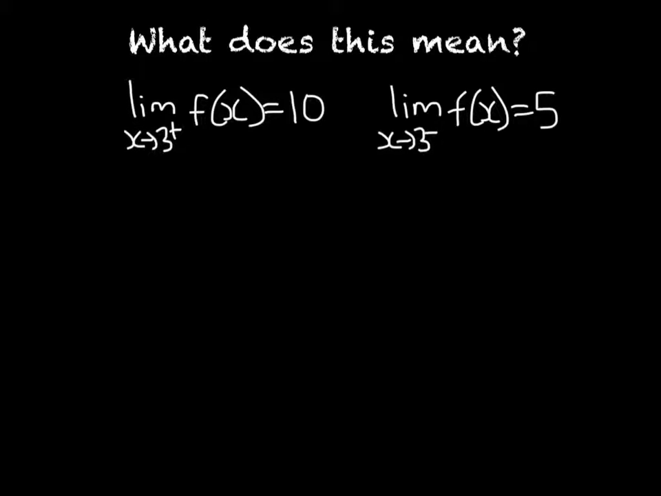What do these two limits mean? What we have here says that the limit as x approaches 3 from the right equals 10, and the limit as x approaches 3 from the left is 5.